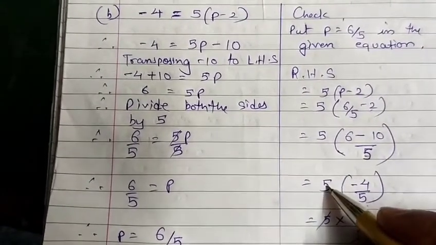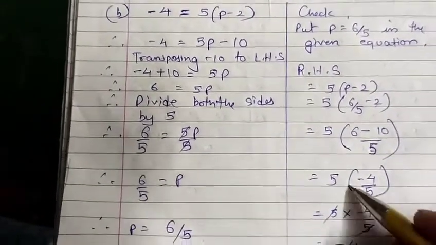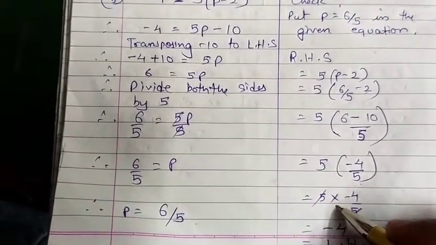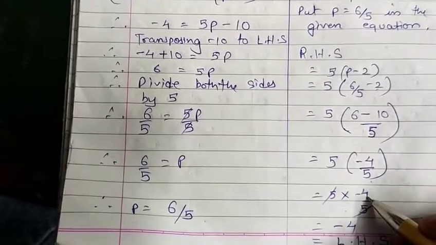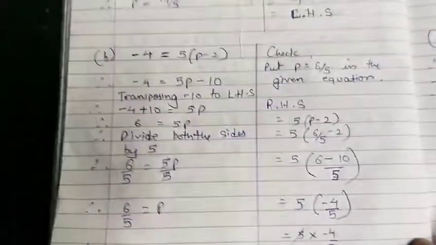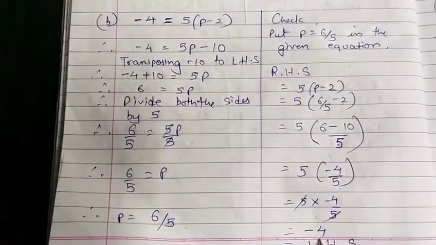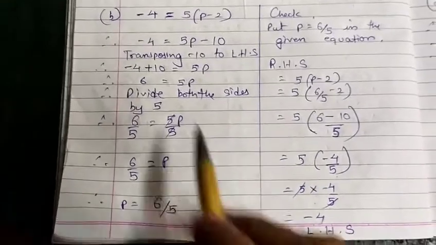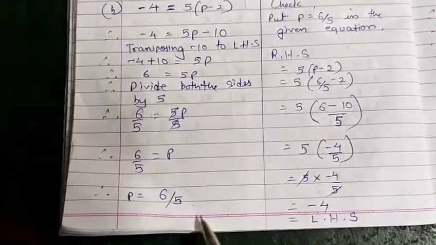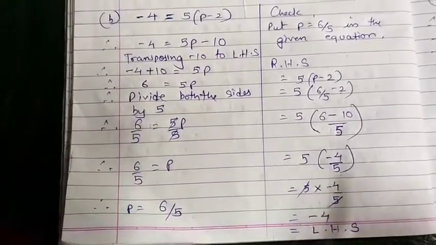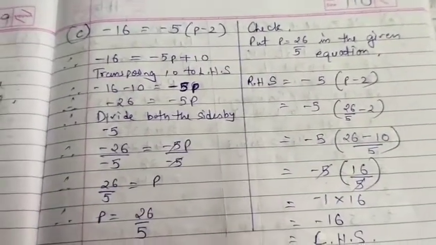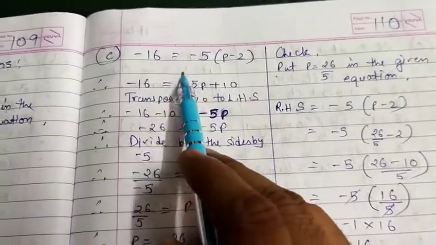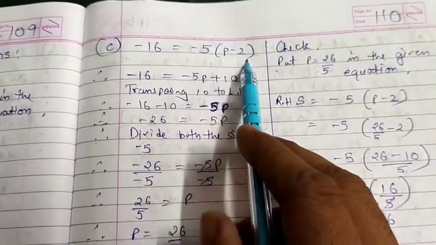After this, the next step, you have to cancel this 5 and 5. Bracket means you have to put a multiplication sign. To open this bracket, you have to put a multiplication sign so that 5 and 5 will get cancelled, and here minus 4 is left. Now dear student, see whether minus 4 is there in the given question toward your left hand side. Yes, it is there. So we can say that 6 by 5 is the solution of the given equation. Let us see sum number C. It is given minus 16 equals minus 5 in bracket P minus 2.